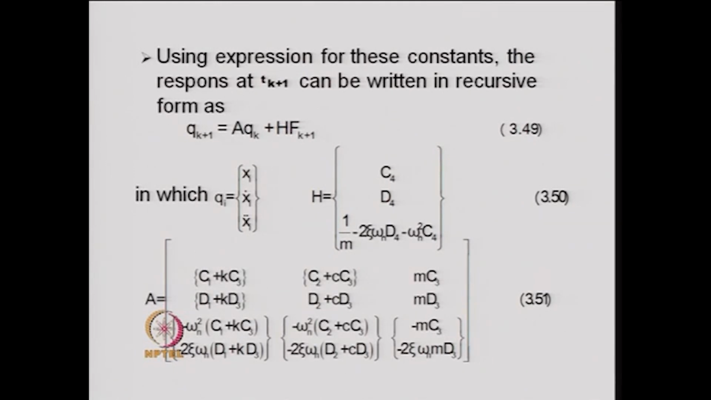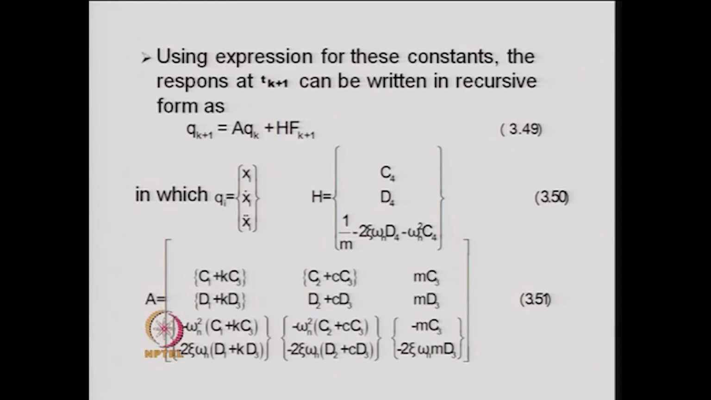And once you are able to find out these quantities, that is C 1, D 1, C 2, D 2, C 3, D 3, etc., then you can write down the equation in this recursive form, where q k plus 1 is equal to a matrix A into q k plus h into f k plus 1, where q basically represents all the three quantities in a vector form, and A is a matrix consisting of these constants, and the H is again a matrix consisting of the constants of those equations.